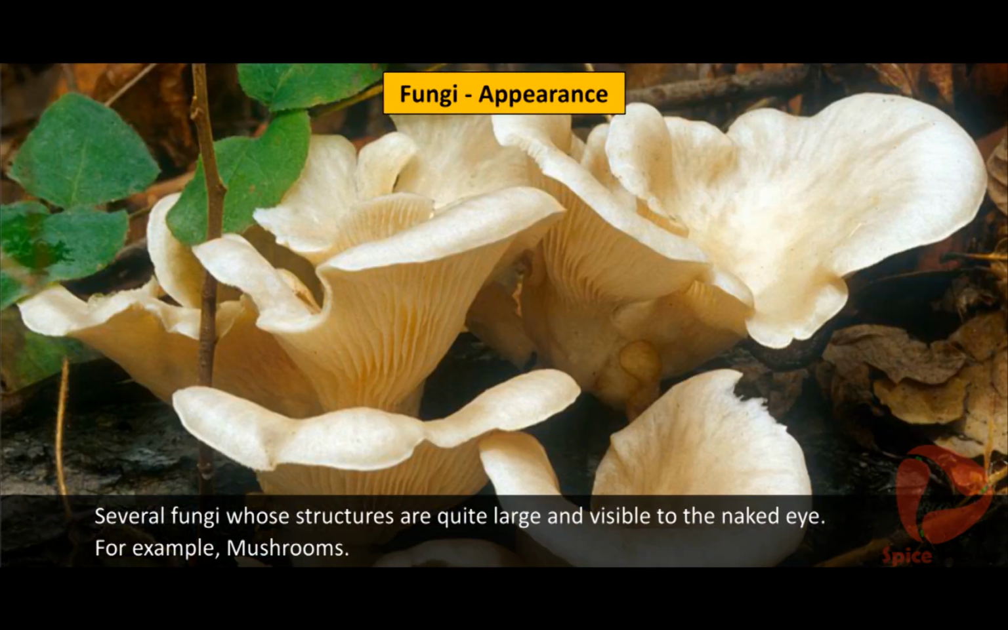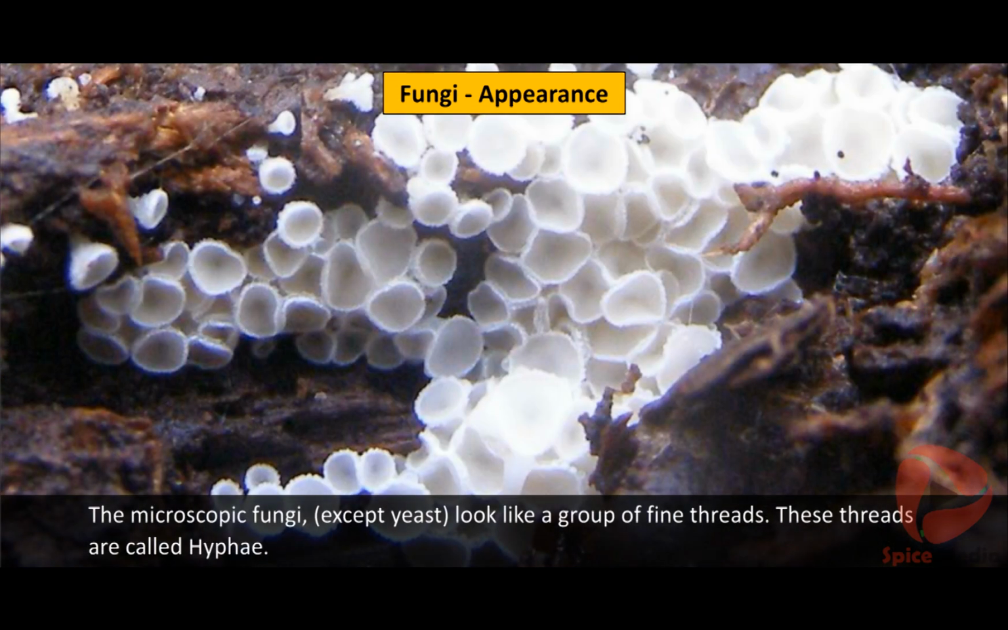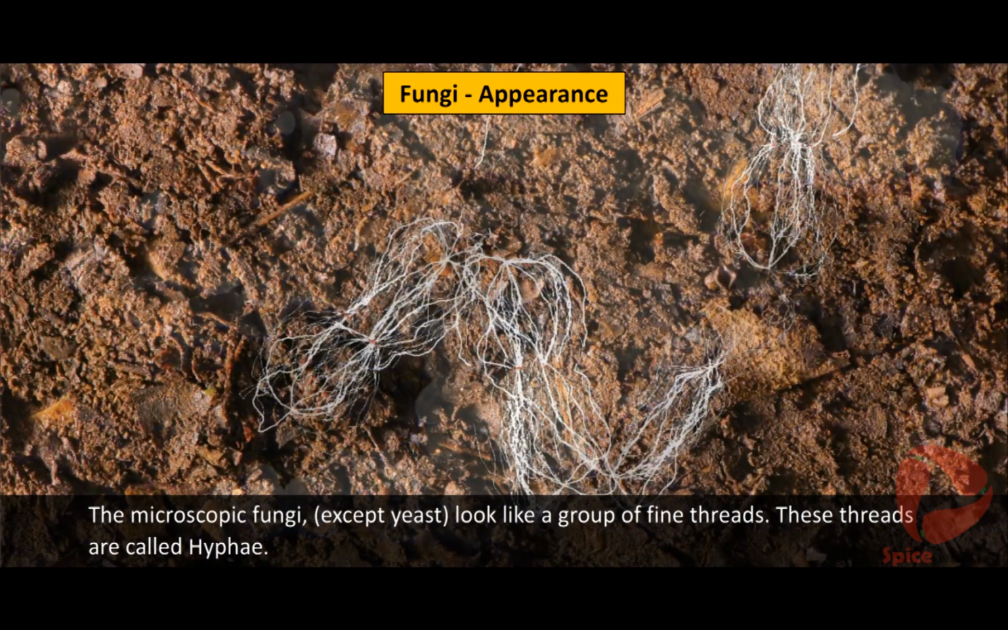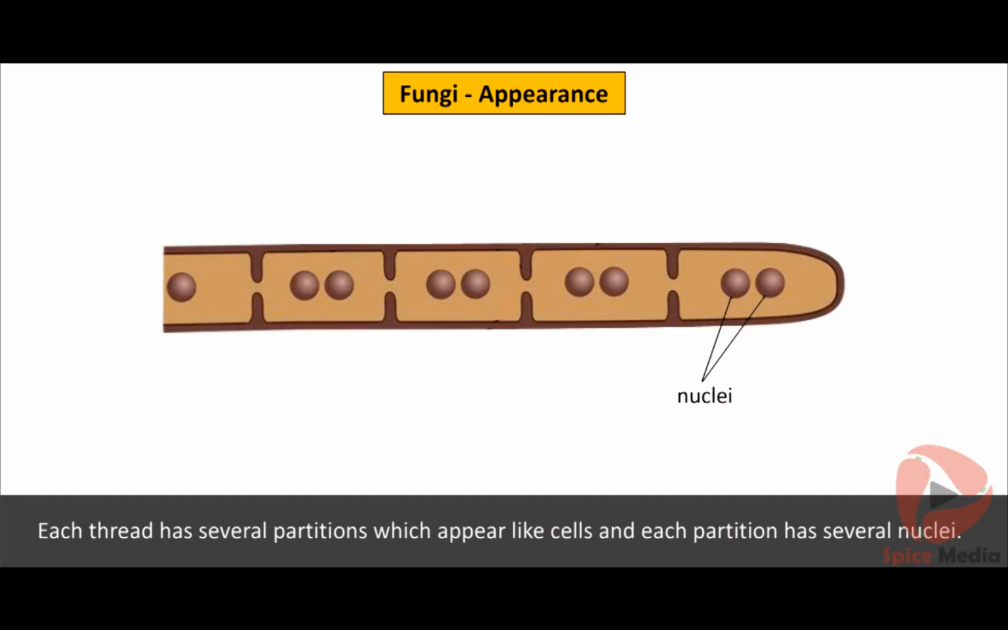There are several fungi whose structures are quite large and visible to the naked eye. Example, mushrooms. The microscopic fungi, except yeast, look like a group of fine threads. These threads are called hyphae. Each thread has several partitions which appear like cells, and each partition has several nuclei.